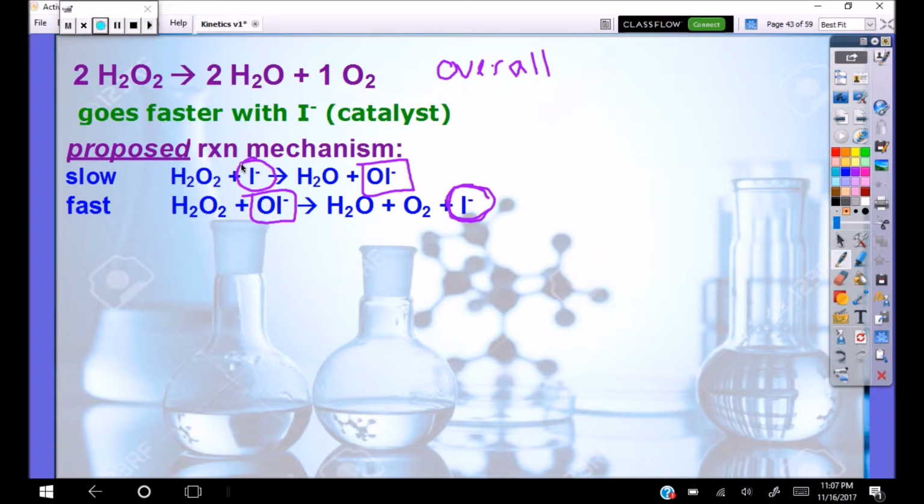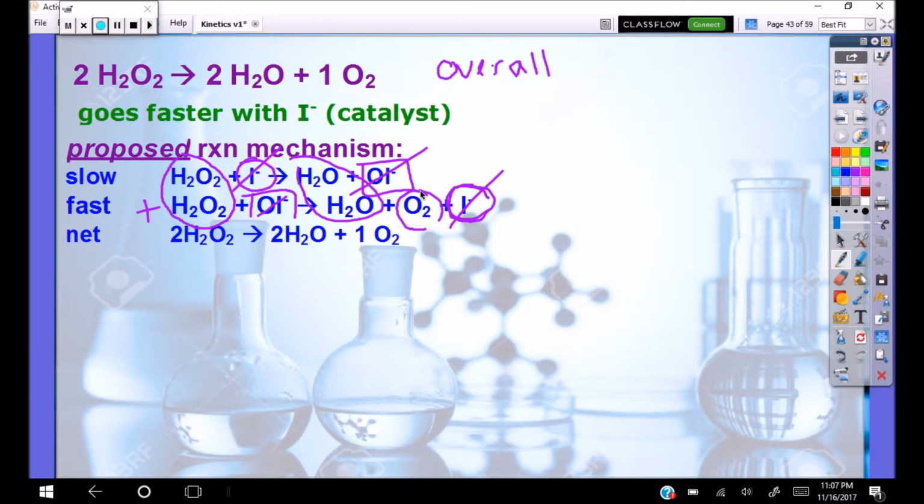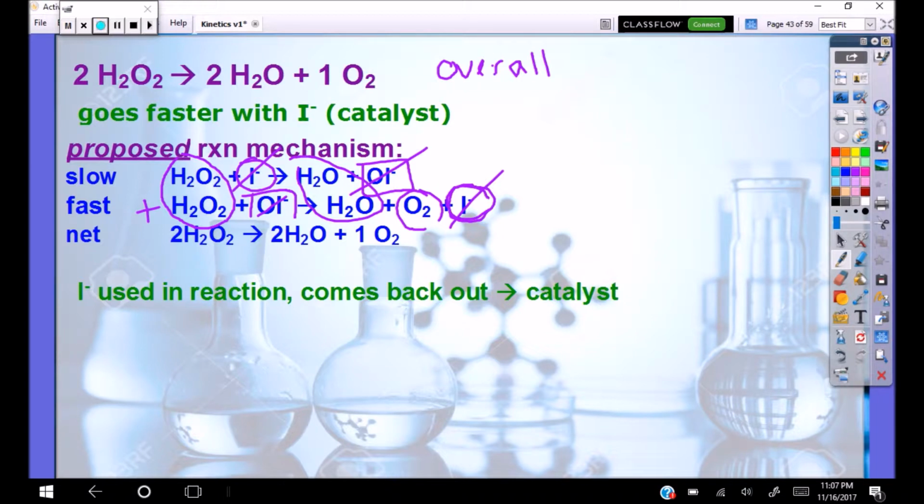If we were to treat this like in a Hess's law fashion, add these things together, our catalyst would cancel out, this intermediate step would cancel out, and we'd be left with our balanced equation. We've got 2H2O2, we've got 2H2O, and we've got our 1 O2. So all the catalyst does is get used up in the reaction, but then it comes back out and it remains unreacted essentially. It just helps speed up the process. And then this is our intermediate, as I was talking about, OI minus.